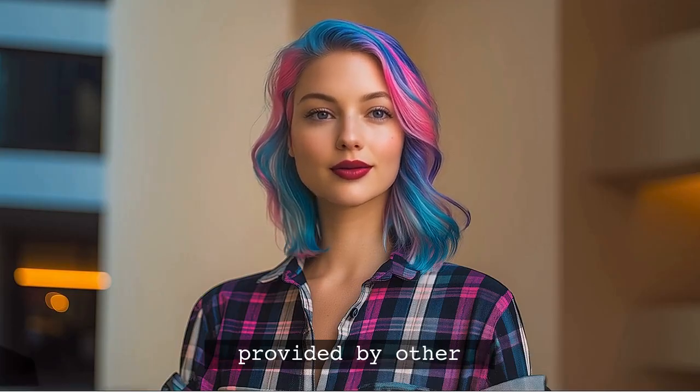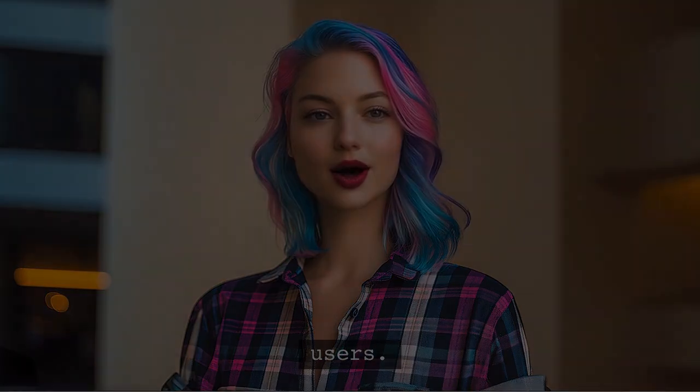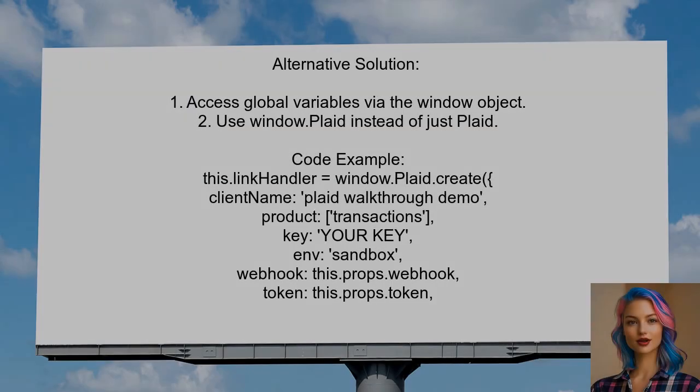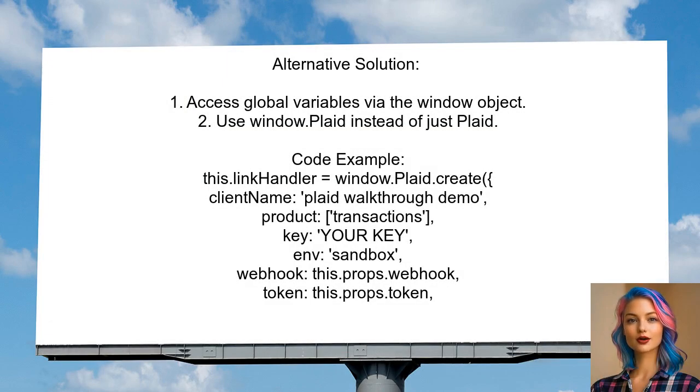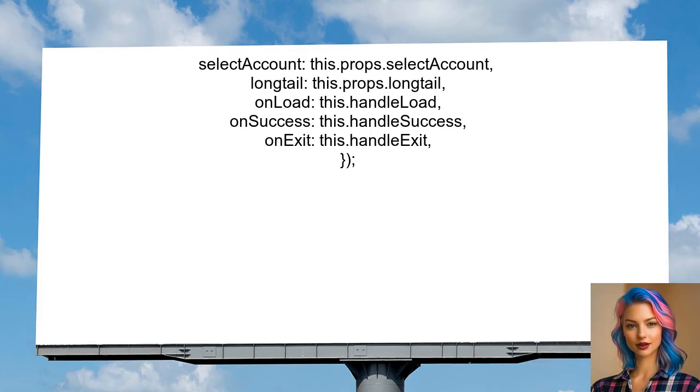Now let's look at the answers provided by other users. An alternative approach suggests that instead of accessing the plaid library directly, you should use the window object. This means you can access it as window.plaid. This method is more reliable and avoids issues with undefined variables.